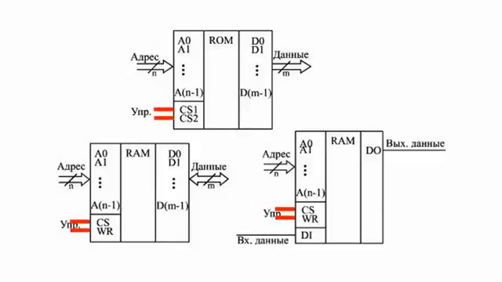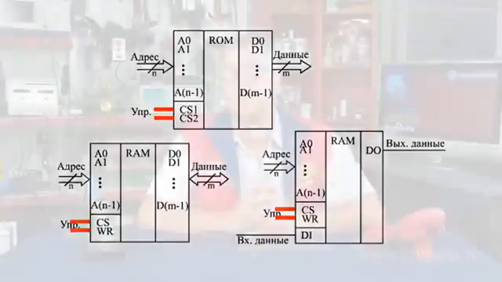There are also the control incoming outputs that define the chip's operation mode. In the majority of cases, the memory has a chip selection, or CS, input. The RAM also has a write input, WR, the active signal level on which switches the chip to the write mode.